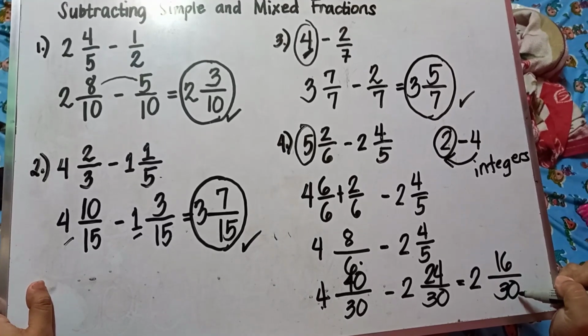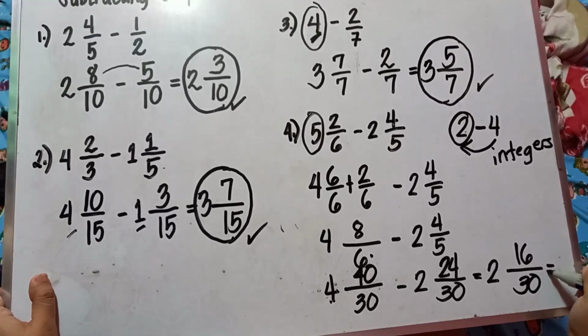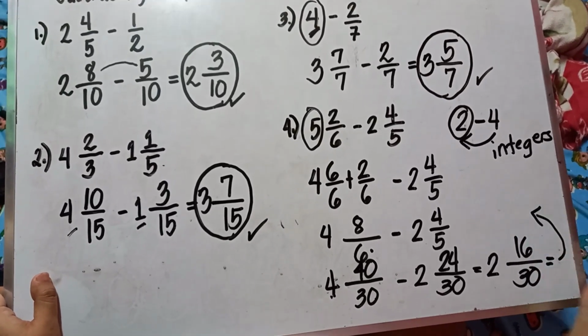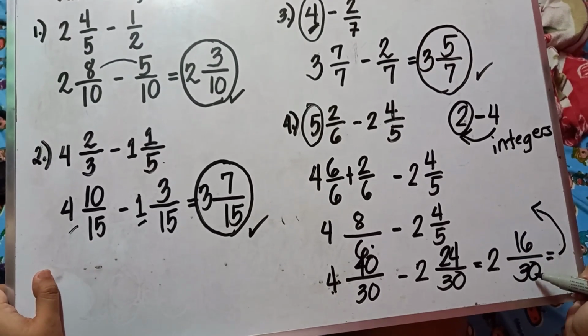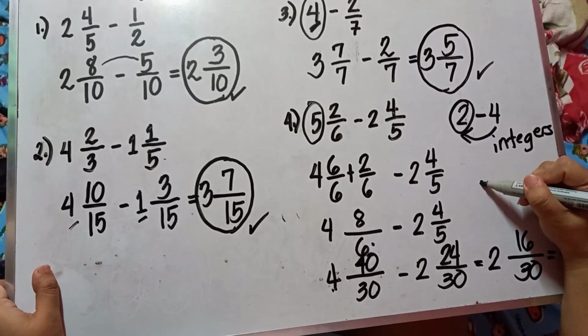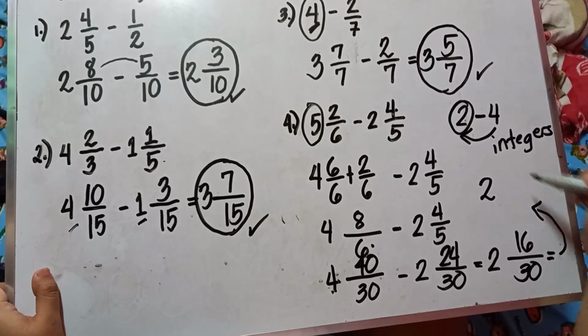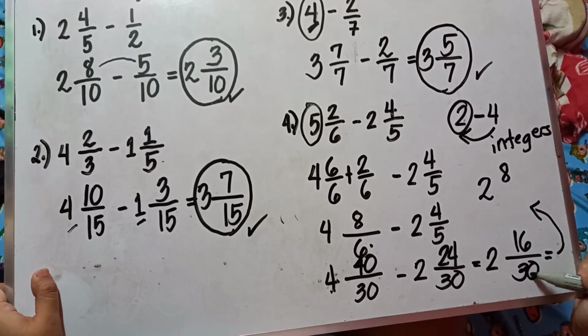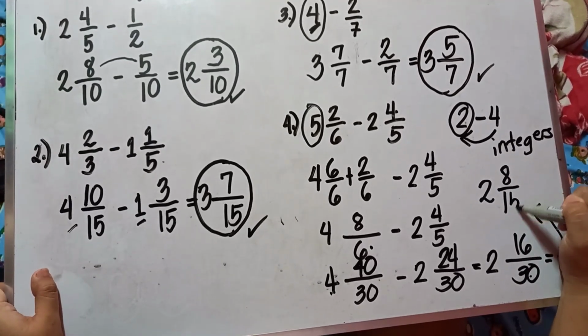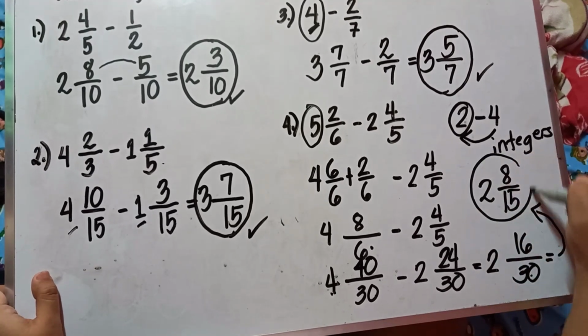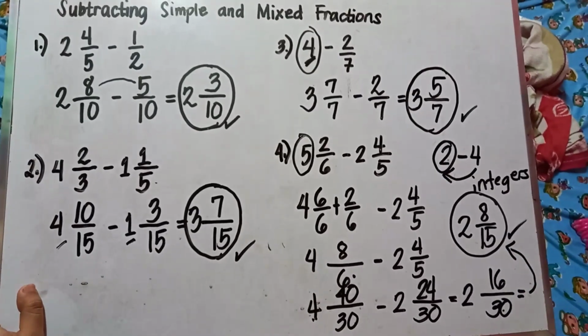16 can still be divided. 16 and 30 can still be divided by what number? So, pwede pa silang i-divide sa 2. Right? So, we can have 2 and 16 divided by 2 equals 8. 30 divided by 2 equals 15. So, the final answer is 2 and 8 over 15.